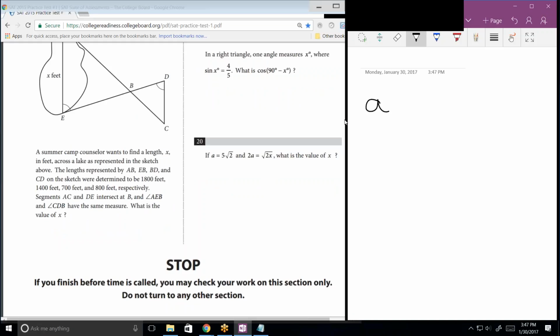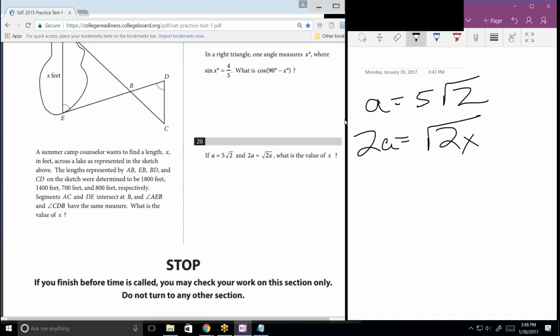Let's see. A is equal to 5 root 2. 2a equals square root of 2x. Solve for x. Give me an equation to write. You can substitute a in the bottom equation for 5 root 2. Good. What do you got? 10 root 2 equals root 2x.